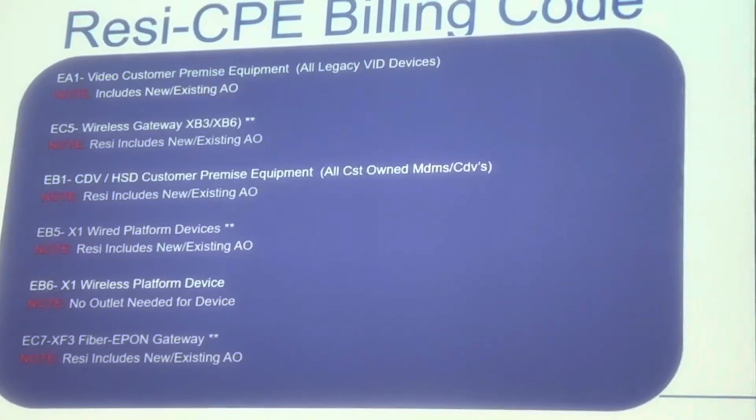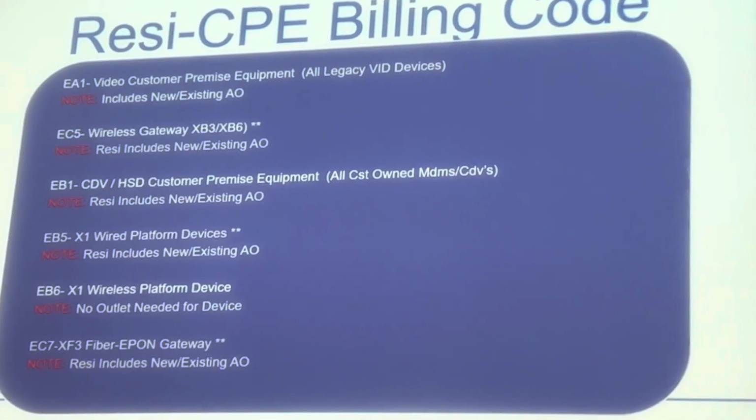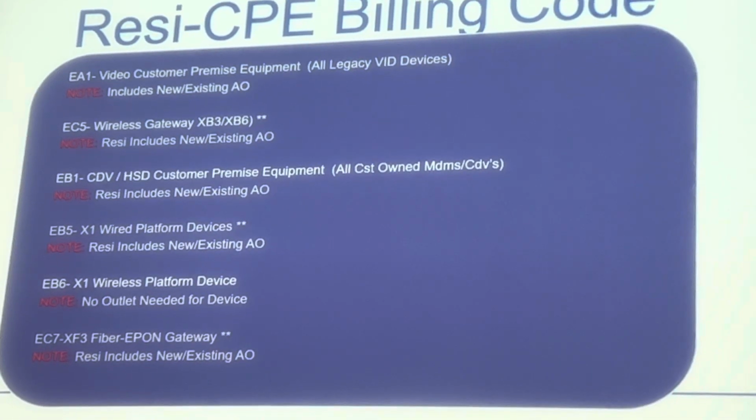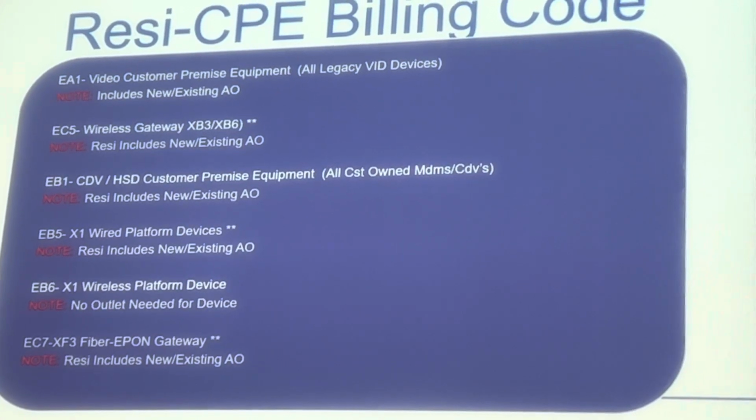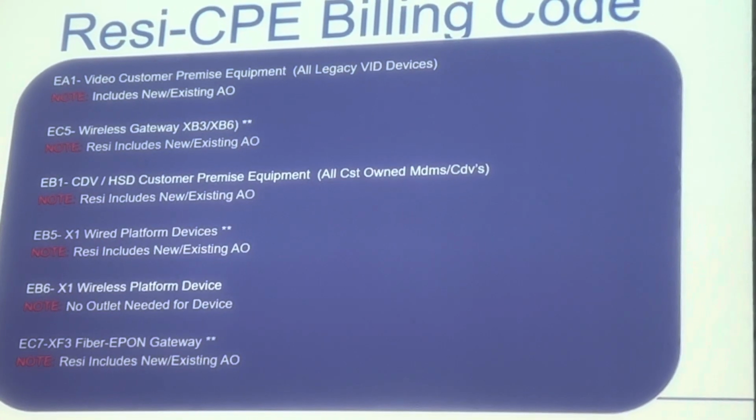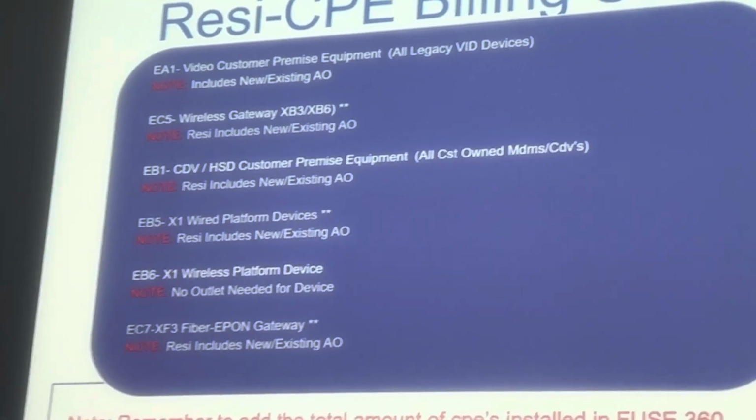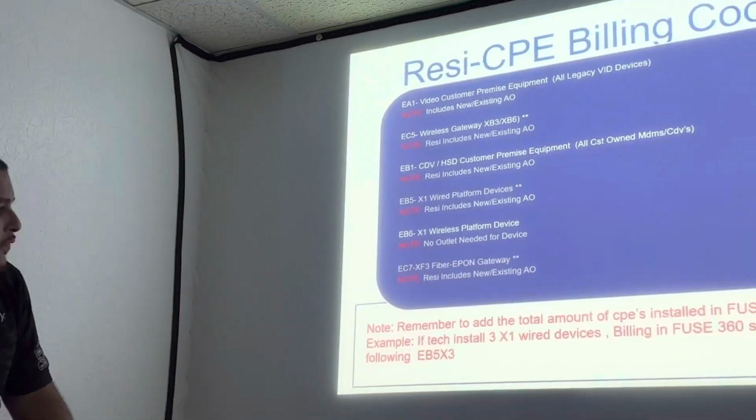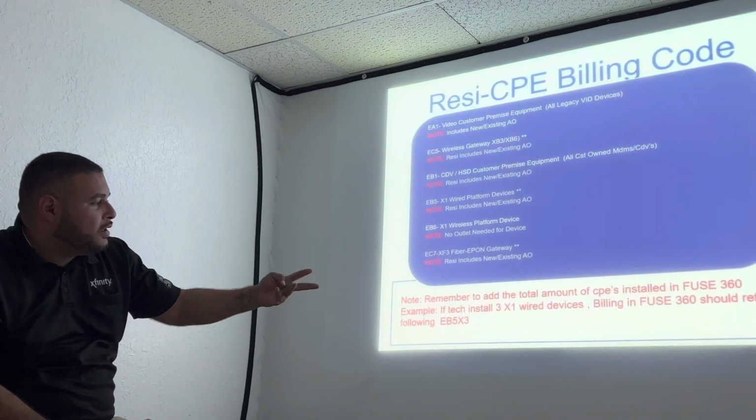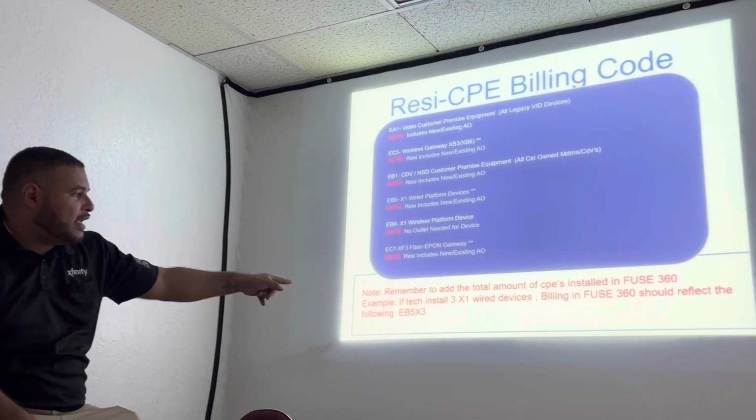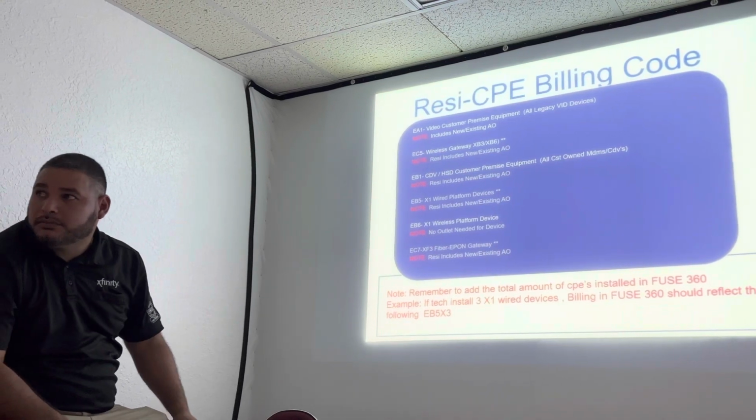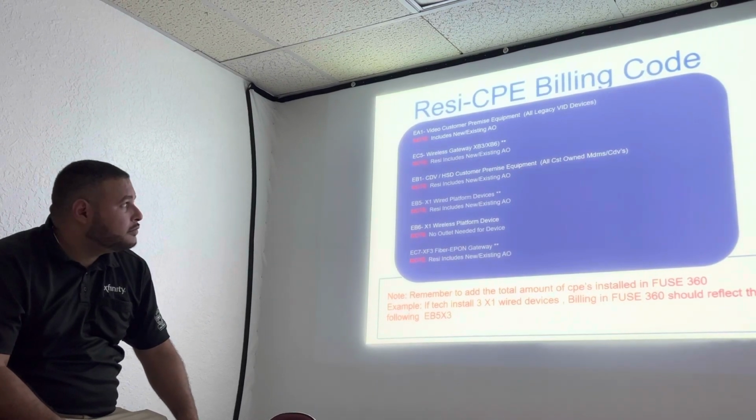X1 wire devices, all X1 wire devices that have a wire on it, EB5. EB6 for wireless platform. Don't worry about the fiber EPON and all that stuff. But remember to add the total amount of CPE installed in Fuse. For example, if the tech installed 3 X1 wire devices, the billing in Fuse should reflect as EB5 times 3. Okay.